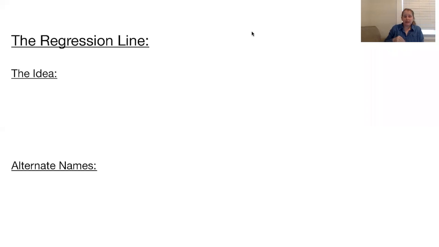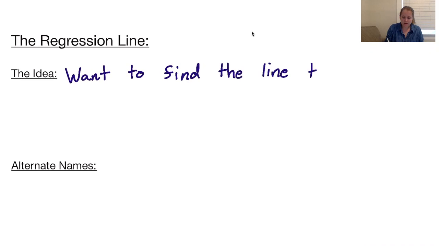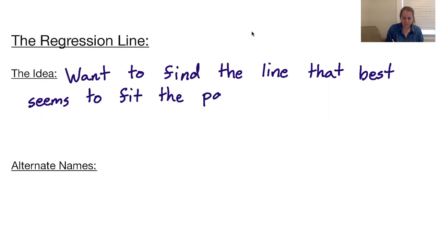Welcome to the regression line. So the idea behind here is we want to find a line that best seems to fit the pattern the dots are following. So we want to find the line that best seems to fit the pattern of a scatter plot.